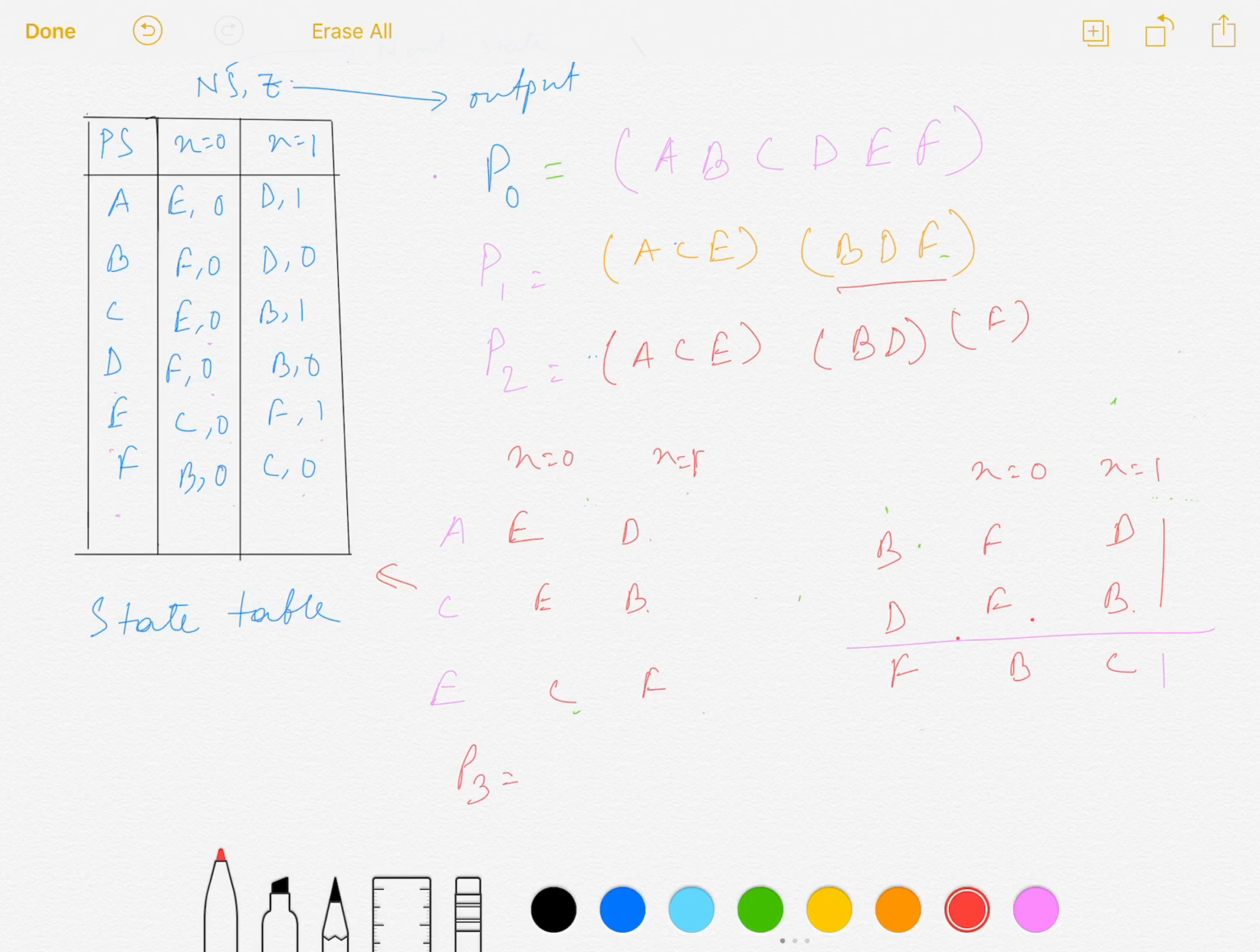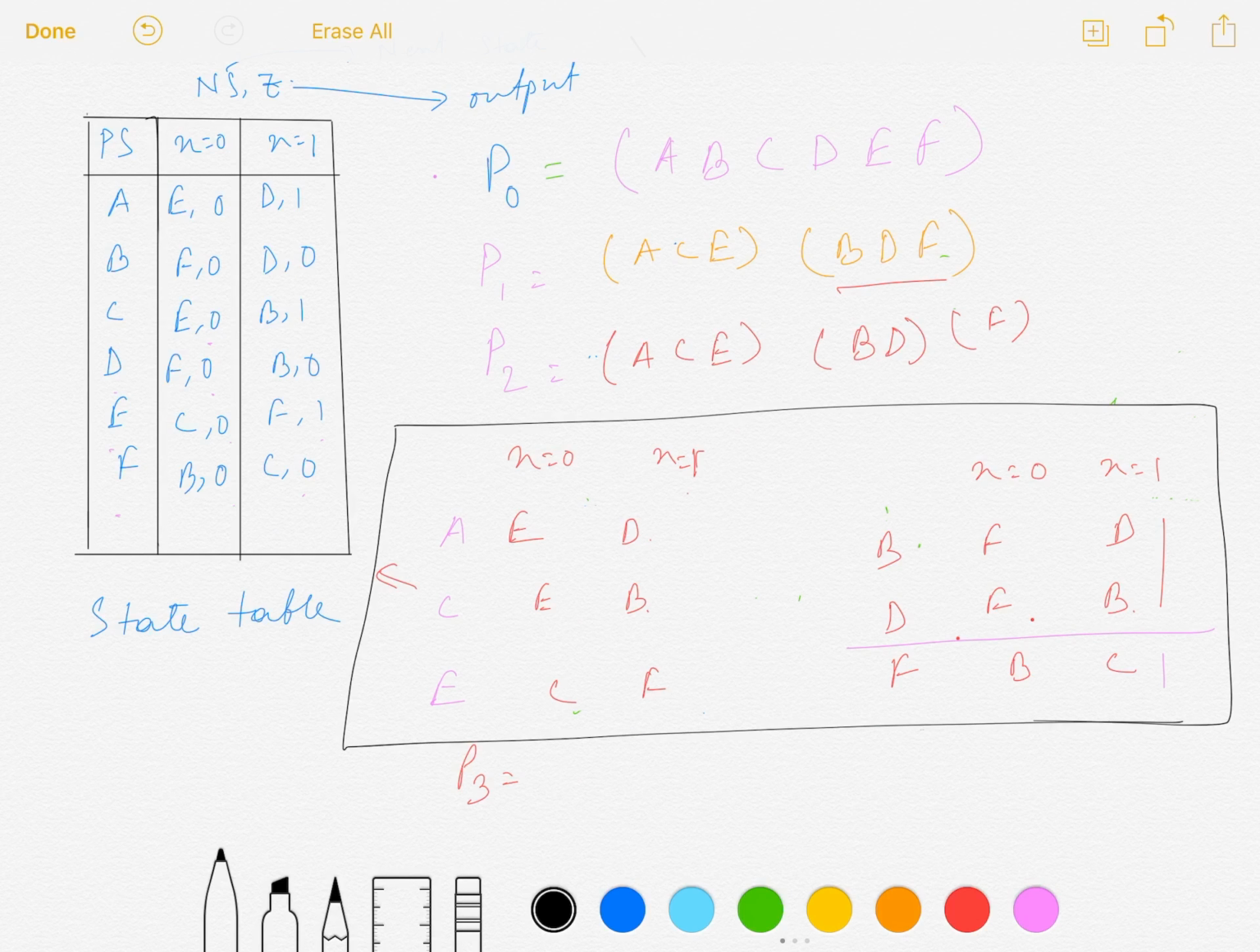Now, in P3 again, let us make a demarcation so that there should not be any problem, because I need this. So, in P3, let us check again ACE. In ACE, for x equal to 0, I have EEC. Is EEC in the same bracket in my previous partition, that is P2? Yes, EEC is in the same bracket, that is ACE.